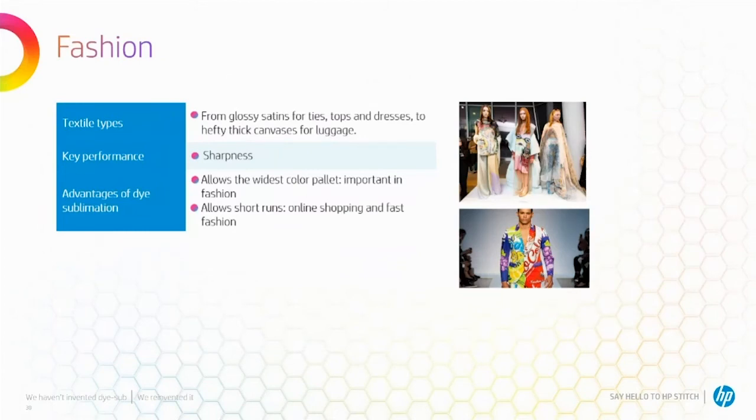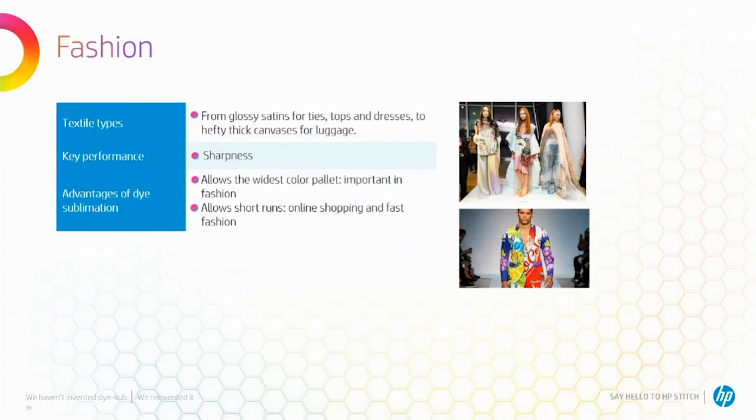So fashion, let's briefly hit on this. What are some of the types in fashion? Well, the satins, the textiles for ties, tops, dresses. Now, with fashion, these are going to be a pattern or a step and repeat or a fabric by the yard type pattern, and they're going to be run roll to roll. There's not a lot of piece goods here, so this is pretty much fabric by the yard pattern printing. And the majority of it is going to be paper transferred. So one of the key performances here is sharpness. You're going to have that.